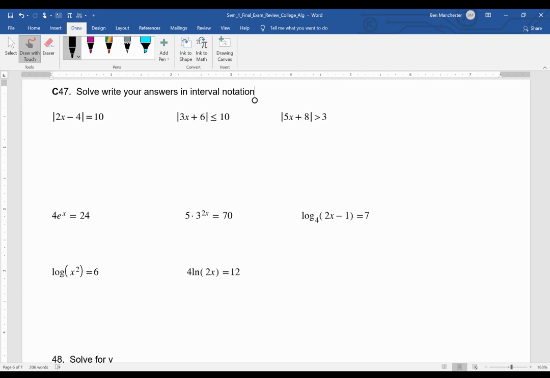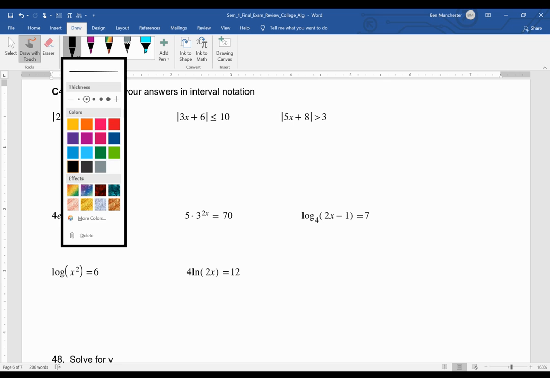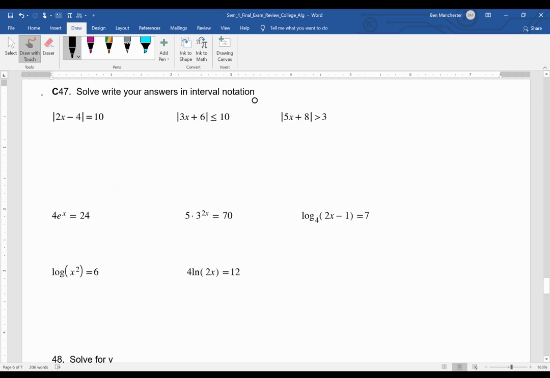Okay, all the solving stuff basically is right here. We start off with absolute values. There's one way to solve absolute values, and that's to take your absolute thing and set it equal to the positive, and take your absolute thing and set it equal to the negative. Okay, and those are going to be your two answers.